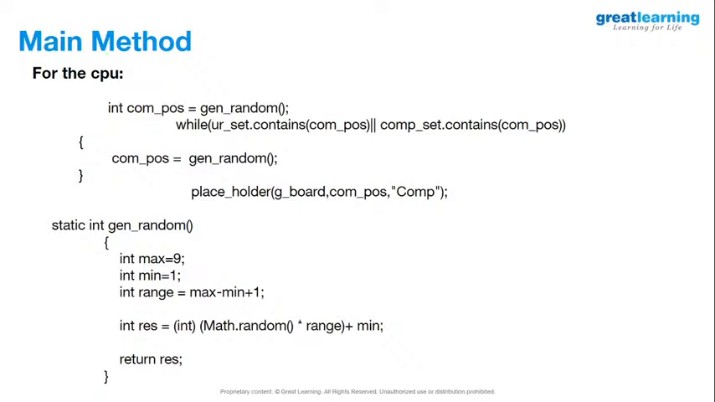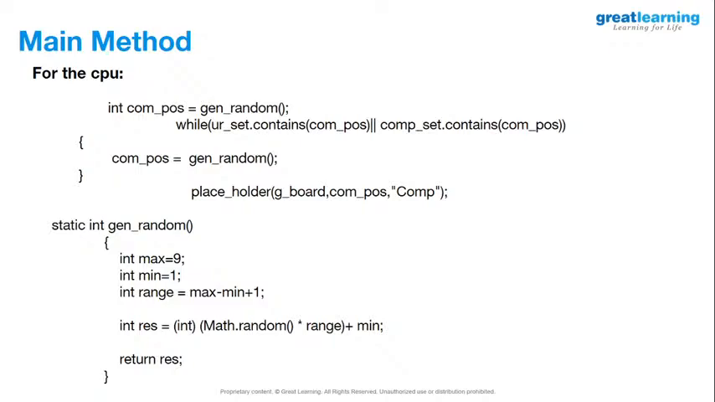Now for the CPU, we did something that is generate random number. This generate random number is nothing but we will use a random class, that is the math.random, which is already present in the math class, right? So we will generate a random number, but we'll use a range to define it. We will restrict that random number from 1 to 9, so that he can only input values from 1 to 9. How would we do that?